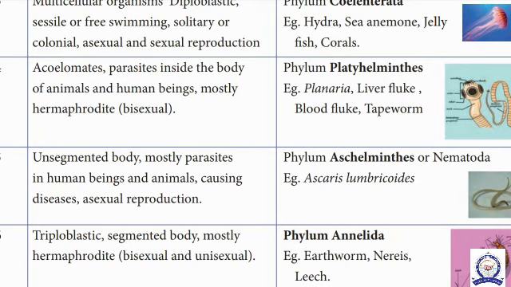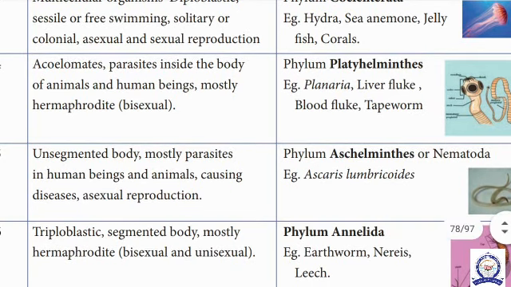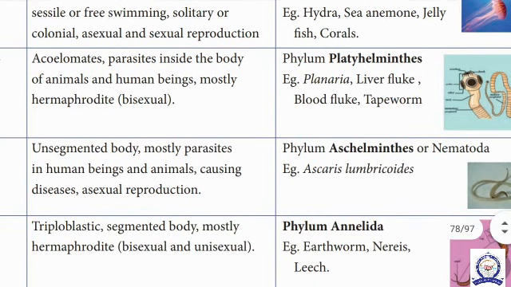They are parasites, living inside the body of animals and human beings, and mostly hermaphrodite. Hermaphrodite means bisexual organisms. Bisexual means the male and female reproductive parts are located in the same body. You can see, for example, the earthworm. The earthworm is a hermaphrodite animal. Next examples are planaria, liver fluke, blood fluke, tapeworm.